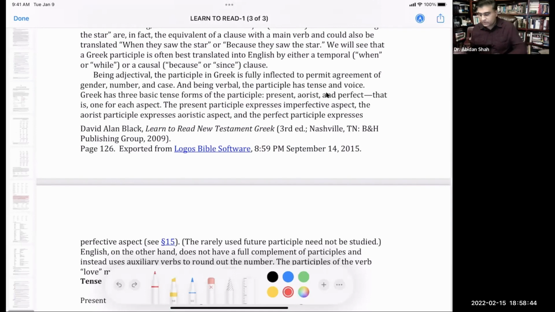Same thing with the participle. Being adjectival, the participle in Greek is fully inflected to permit agreement of gender, number, and case. So when you're translating, you'll see that. You'll see these nouns with these verbs with the same gender, number, and case, and you'll know, okay, they're functioning in that group.